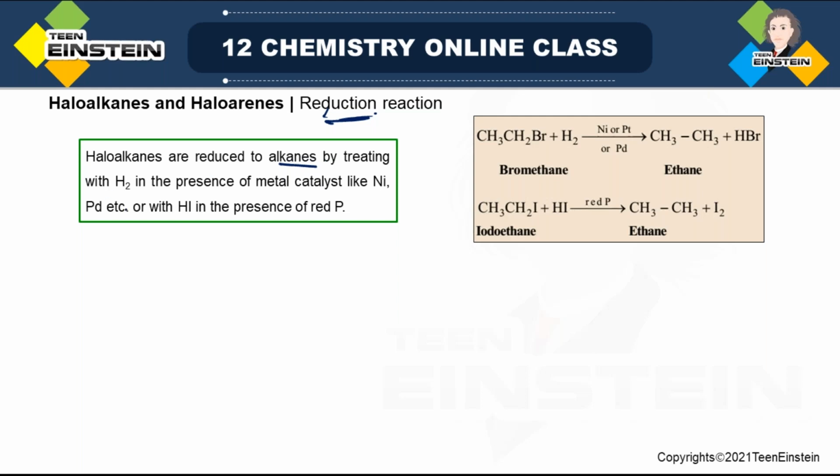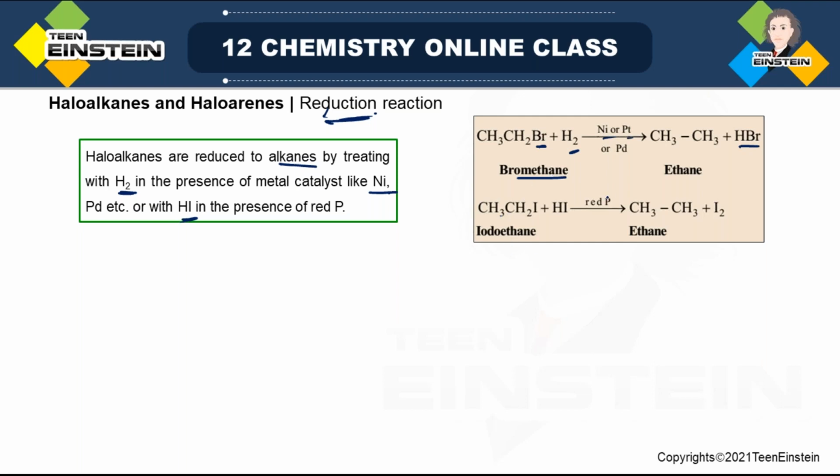And what is the nature of the reducing agent? By treating it with hydrogen in the presence of a metal catalyst like nickel, palladium, etc. Or you can also use hydrogen iodide in the presence of red phosphorus. So these are the reducing agent combinations that you can use. Here we have taken bromoethane or ethyl bromide in presence of hydrogen. Any of these metals you can use, mostly nickel, palladium, platinum, that is, transition metals are used as catalyst, and you are getting Br now replaced with H, and another byproduct that will be HBr.